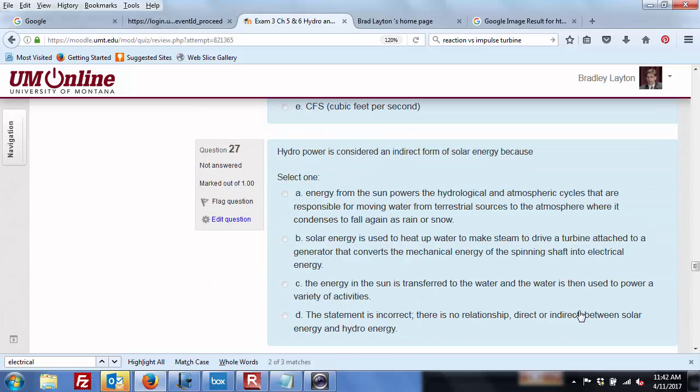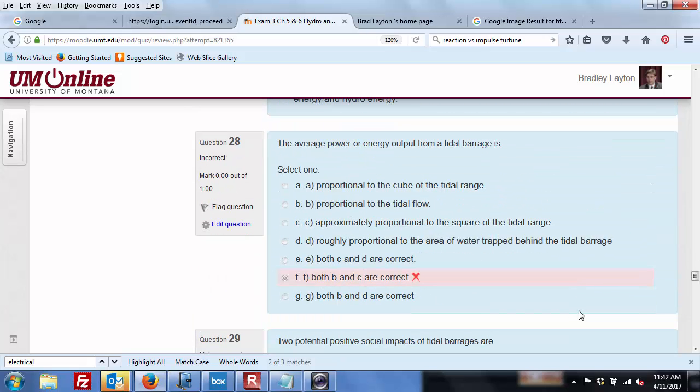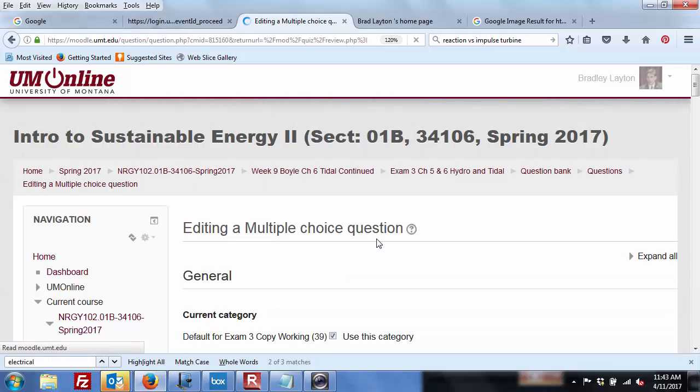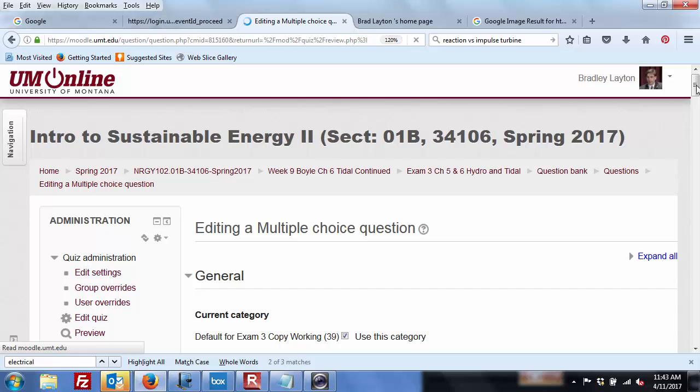Triple generator. So what's that guy? This one is confusing. Average power energy output from a tidal barrage. Tidal range, proportional tidal flow. Would be the cube of the tidal. Let's just see what the answer is.